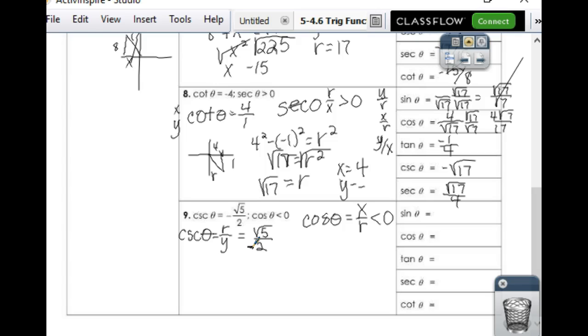And if I know this is positive, what does that tell me about the x? What does it have to be? Negative, right? So if the x is negative and the y is negative, which quadrant am I in? Third. So the y is negative 2. I don't know the x. And the r is the square root of 5.